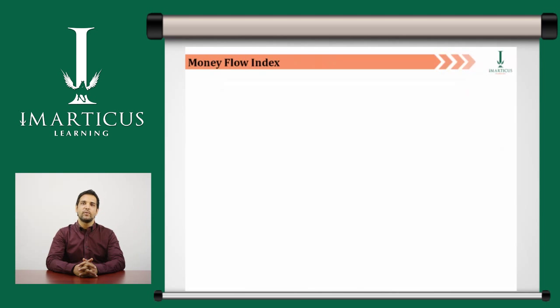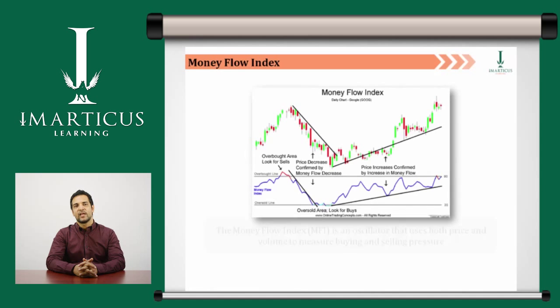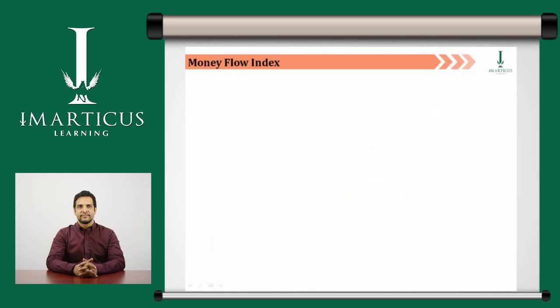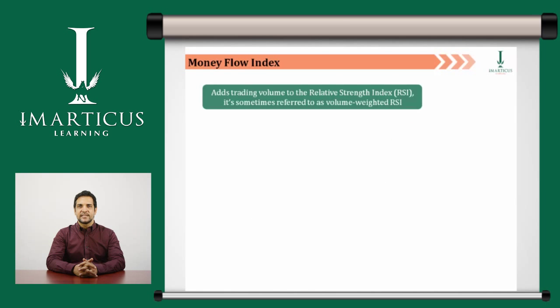Finally, we will look at money flow index. The money flow index, known as MFI, is an oscillator that uses both price and volume to measure buying and selling pressure. The money flow index adds trading volume to the relative strength index or RSI. Hence, it is sometimes referred to as volume weighted RSI.